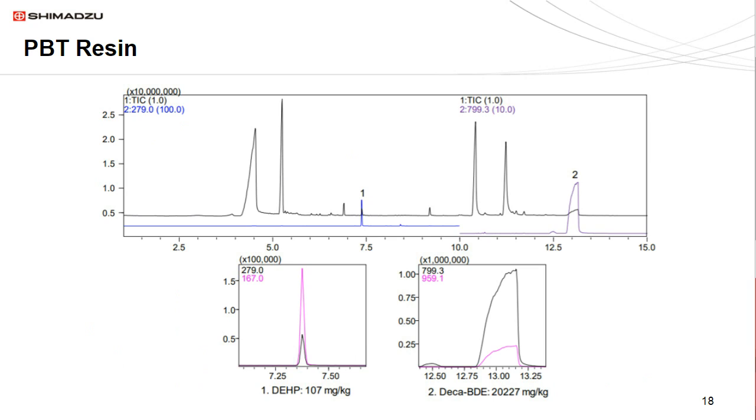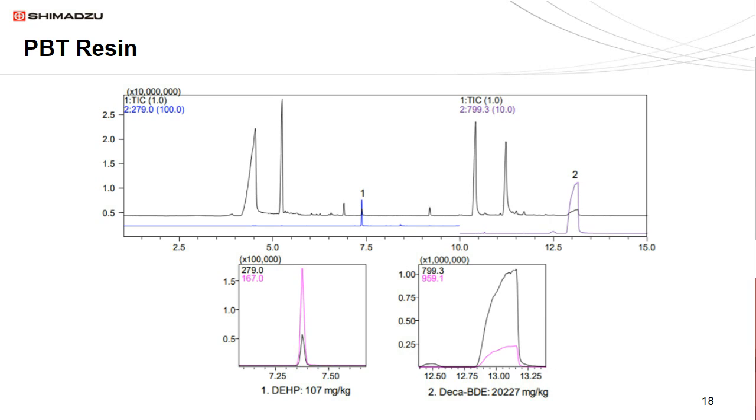We also decided to run a PBT resin, and we were using this as another testing sample to measure or detect any concentrations of DBP, DEHP, DINP, and DIDP. What it turned out with this PBT resin is we did actually detect a phthalate, DEHP, but it was well below the legal limit or the required or restricted limit set upon by RoHS as the 1,000 ppm. However, what we did measure and did quantify was this deca-BDE.